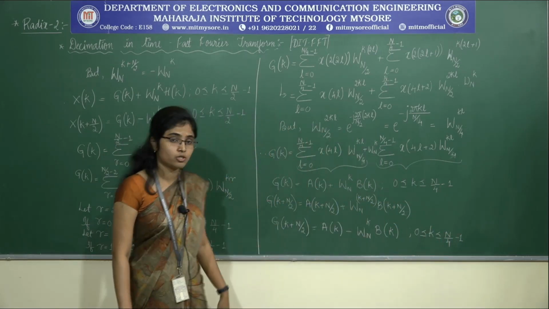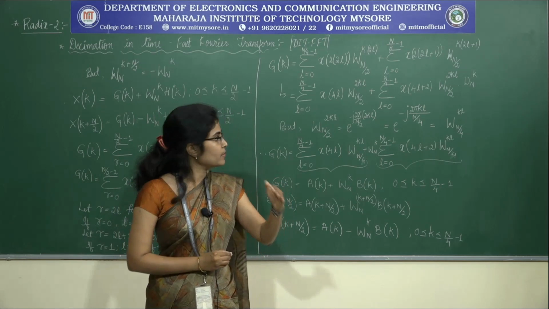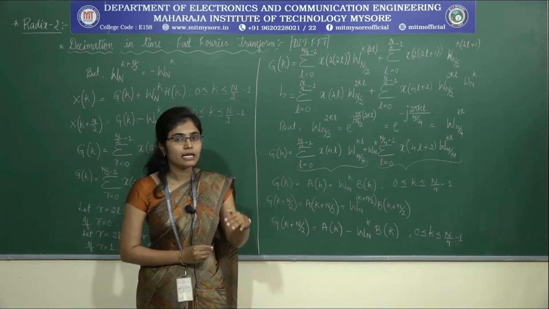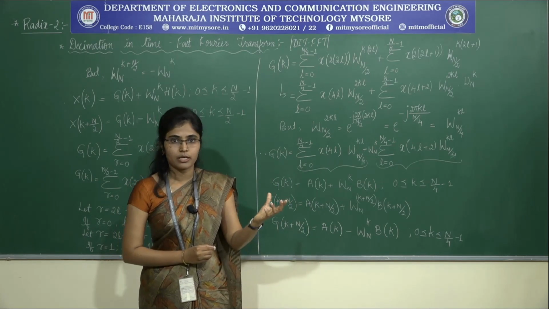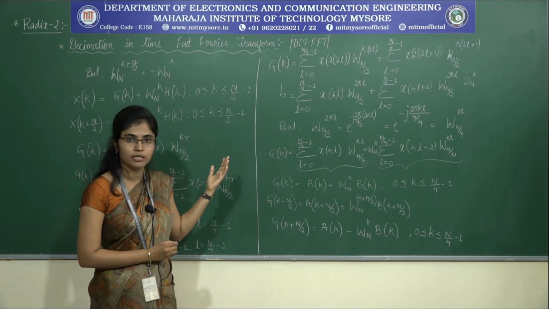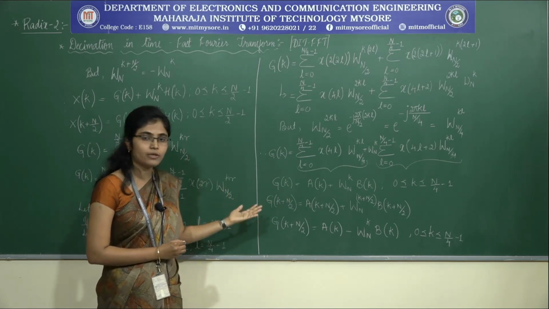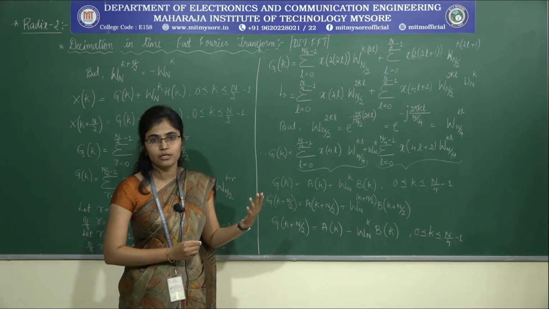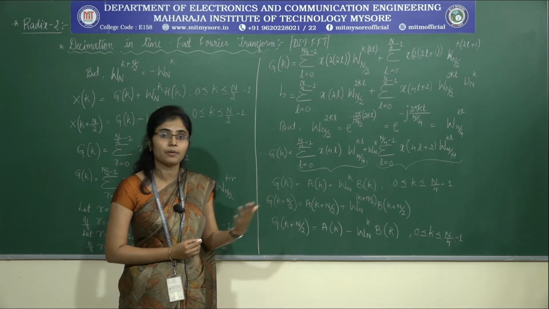Similarly, we need to do it for h of k also. So we can decimate the given input sequence again and again until I get only one sample. So this is about how we decimate the input sequence and how we divide the n point DFT into n by 2 point DFTs, and n by 2 point DFTs into n by 4 point DFTs, by applying the divide and conquer approach.